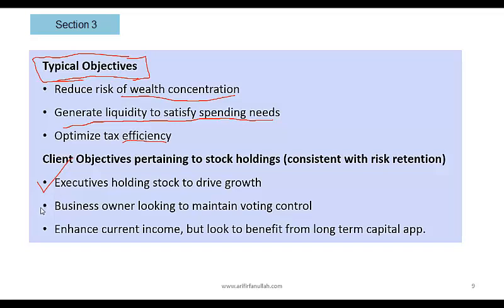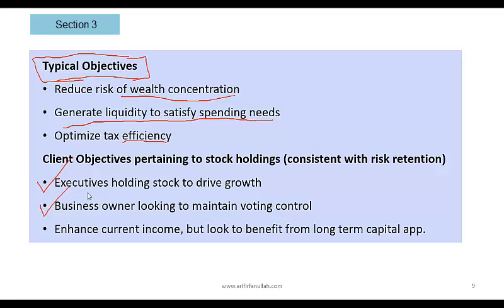The other category is that a business owner is looking to maintain voting control. This could be a classic case of companies who might want to delist. There are rules that if you own 75% or above in companies, you can take decisions. Essentially, when you have voting control, you can take a lot of decisions. So some owners would want to ensure that they keep a substantial hold of the company so that they don't have any problems in taking decisions.